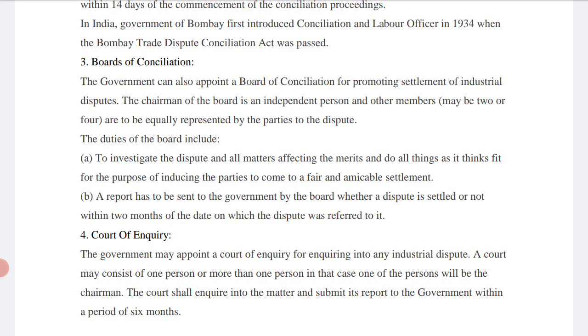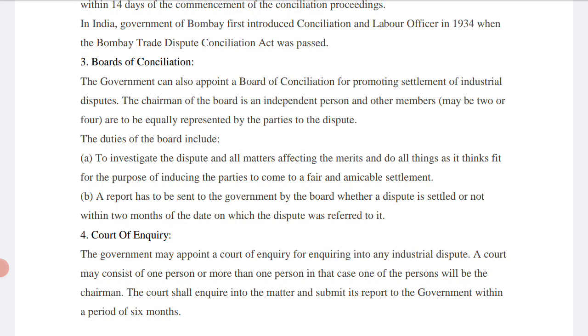Okay, board of conciliation, a board which is established to stop such type of dispute. Okay, the government can also appoint a board of conciliation for promoting settlement of industrial disputes. Okay, the chairman of the board is an independent person, and other members may be 2 or 4, are to be equally represented by the parties to the dispute. Okay, means for example, if 4 people are appointed, then 2 should be the representative of the employer, 2 should be the representative of the employee.